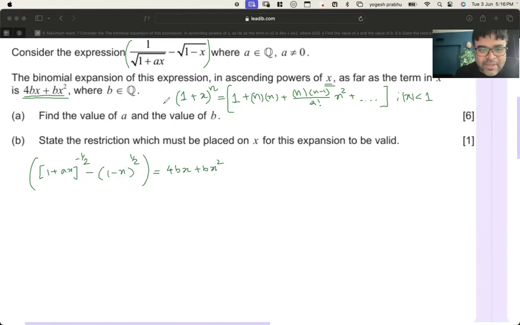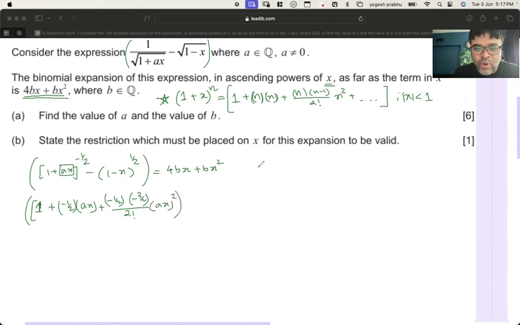Now we're going to use this formula and write the expansion. I'm writing the expansion for the first bracket here. It is 1 plus n times x, so n is negative 1/2 and x is ax. The next term is n(n - 1), so negative half times negative half minus 1, which gives negative 3/2, divided by 2 factorial, and x squared, where x is ax, so it is (ax) squared. I'm going on up to the term in x squared, as per the problem.